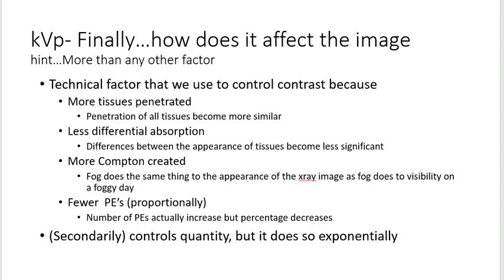So secondarily, it controls quantity, but it does so exponentially. And the reason we say secondarily is because we want our primary control of quantity to be mAs.